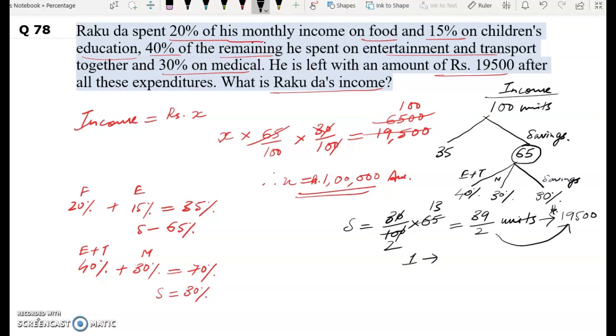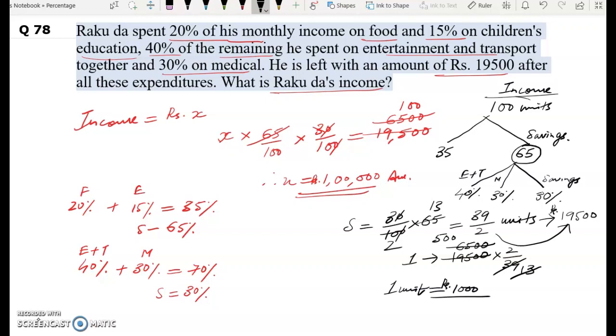So 1 unit will represent how much? 19,500 divided by 39 into 2. This will be into 2 by 39. 3 1s are 3, 3 3s are 9, 3 6s are 18, 3 5s are 15, 0 0. 13 into 5 is 65, 500. So 500 into 2. So 1 unit will represent 1000 rupees. Now in this question we need to find the income of Rakuda.